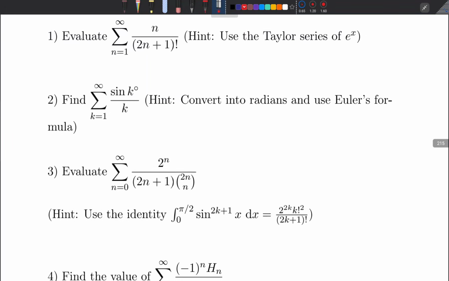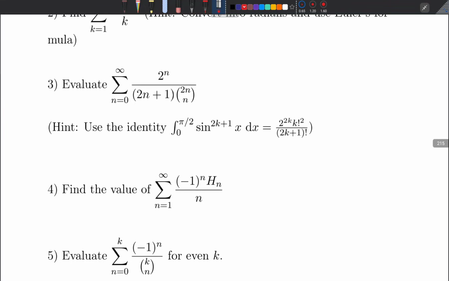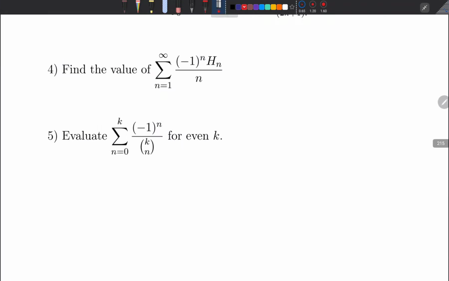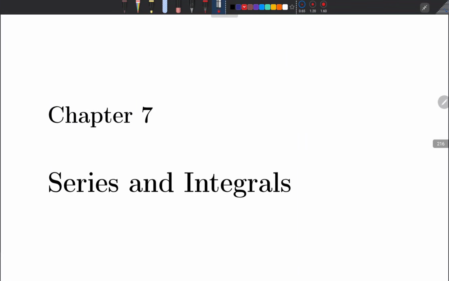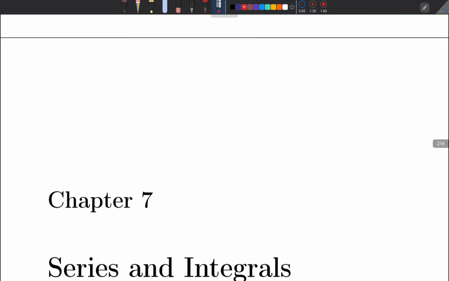And now we are at the very final edge of this chapter. We have this integral identity. Actually, it's given to us to look for this one. So yeah, that's an amazing chapter. And now we have our next chapter, series and integrals, which we'll be doing in the next video.